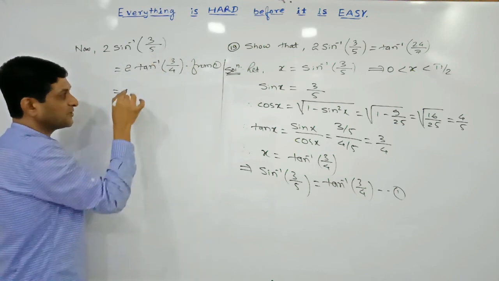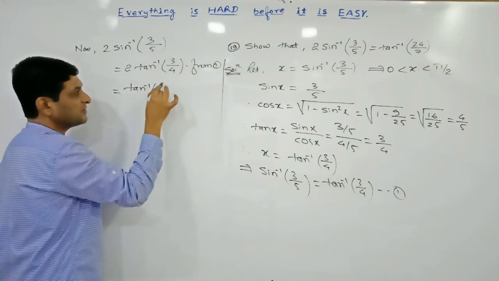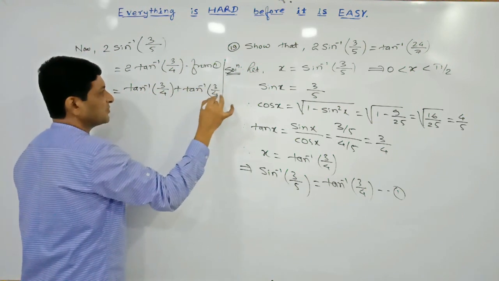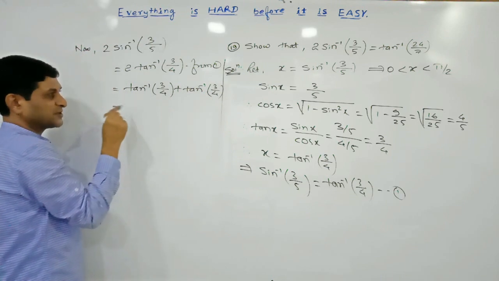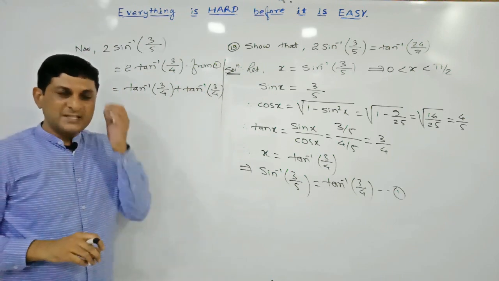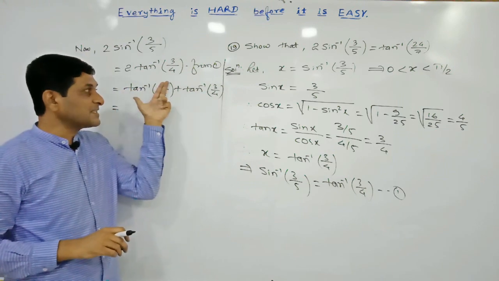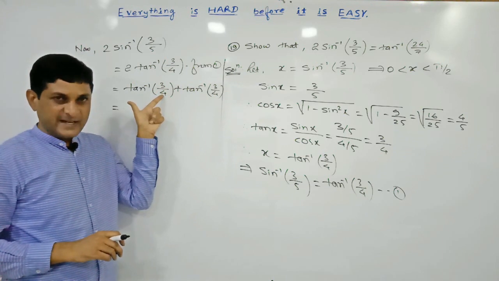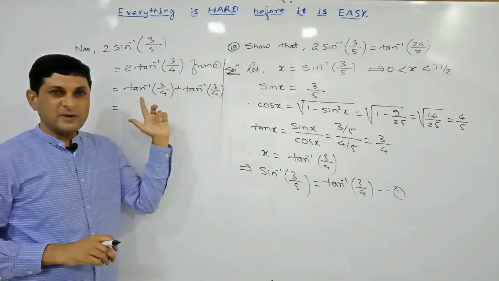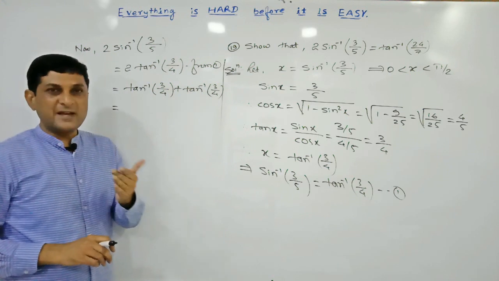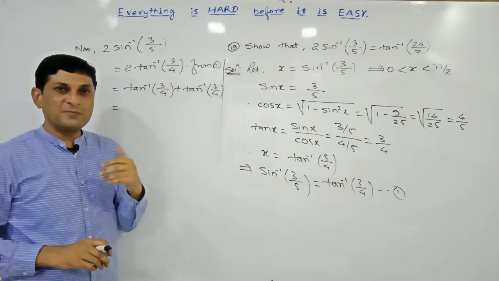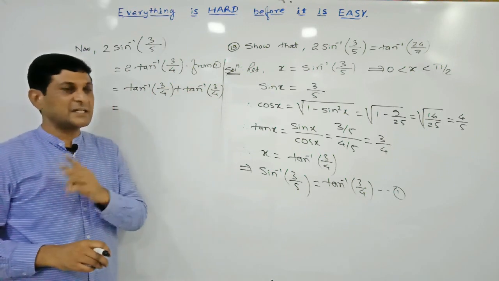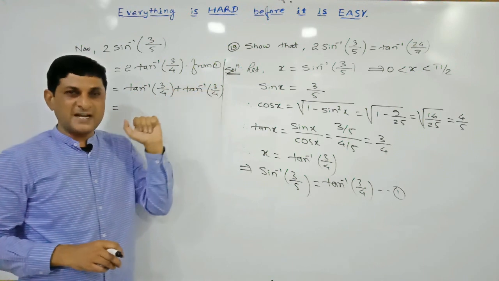So which is equal to 2 tan inverse of 3 by 4, which can be written as tan inverse of 3 by 4 plus tan inverse of 3 by 4. Now this expression is in the form of tan inverse x plus tan inverse y, and here x is positive and less than 1. So x into y, means 3 by 4 into 3 by 4 is 9 by 16, which is less than 1. We have three important results related with tan inverse of x plus tan inverse of y.